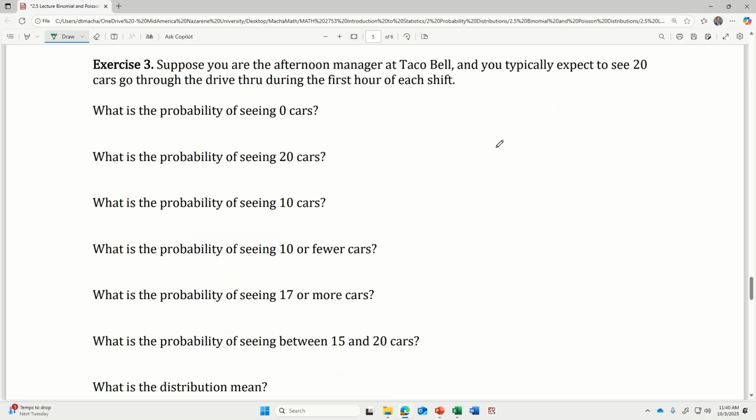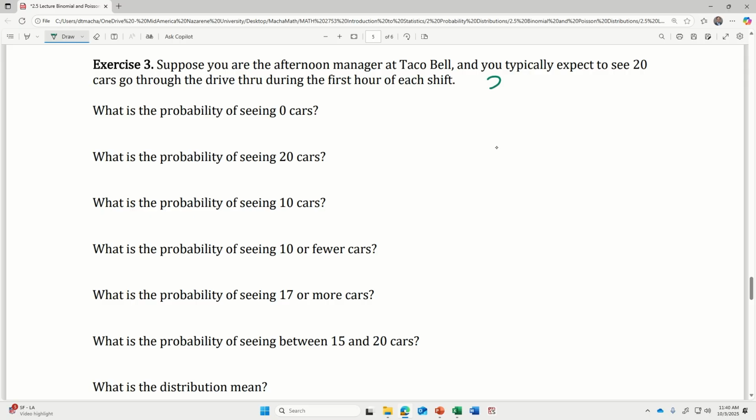Suppose you are the afternoon manager at Taco Bell. And you typically expect to see 20 cars go through the drive-thru during the first hour of your shift. So now for that first hour of your shift, what's the probability of seeing 0 cars?